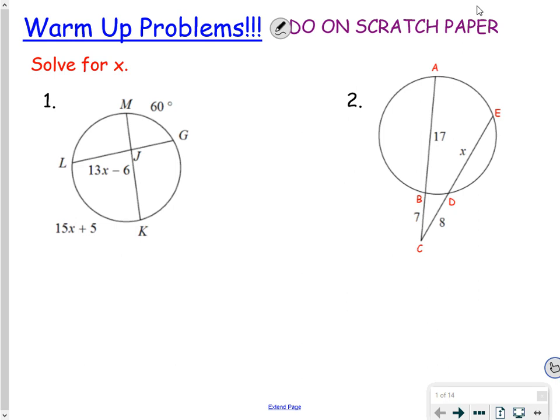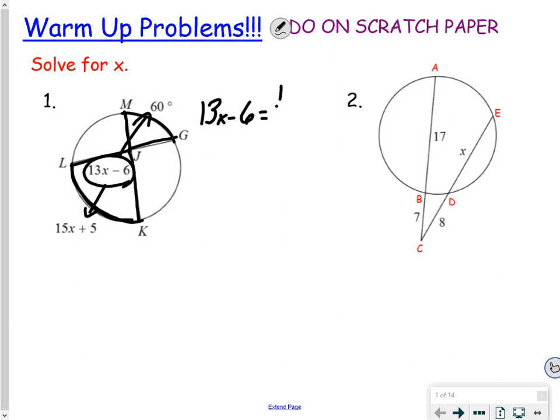All right, so in the first one, we've got this angle being formed inside the circle. That angle should be the average of these two intercepted arcs there. So that angle intercepts this arc. And if we look at the vertical angle, the other parts of that chord intercepts that arc. So that angle, 13x minus 6, should equal the average of these two arcs, which is 1/2 times the sum of those two arcs. So 15x plus 5 plus 60.